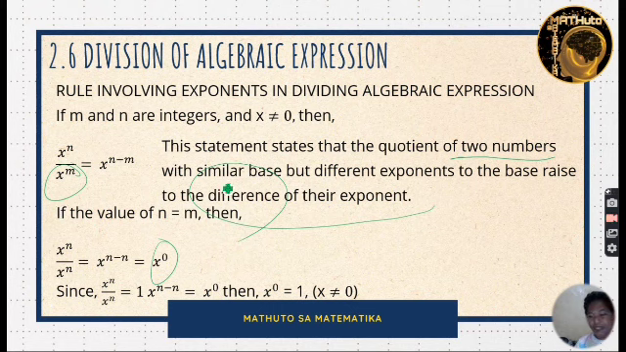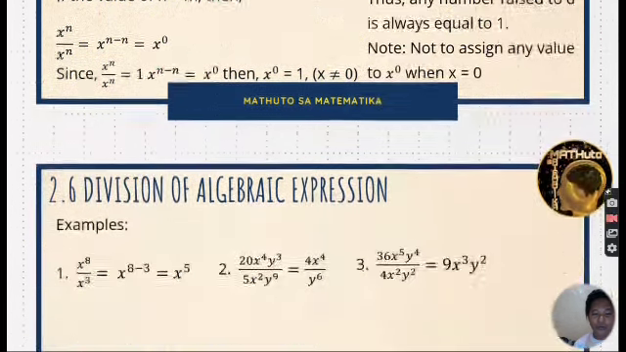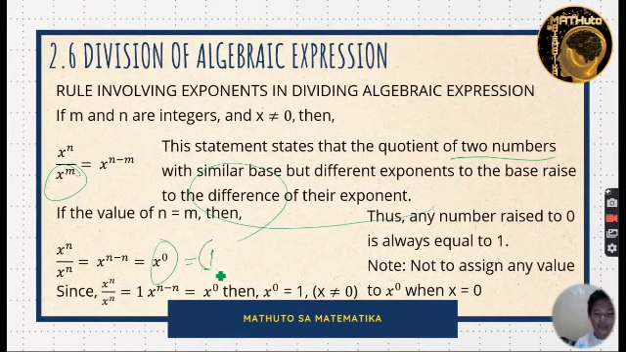Not x raised to 1, rather, but x raised to 0. And we have a rule that when x is raised to 0, this is equal to 1. This is equal to 1. As we say, any number raised to 0 is always equal to 1. Not to assign any value to x raised to 0 when x is 0. So, the value of our x must be not equal to 0. So, that is our rule of exponent in dividing algebraic expressions.